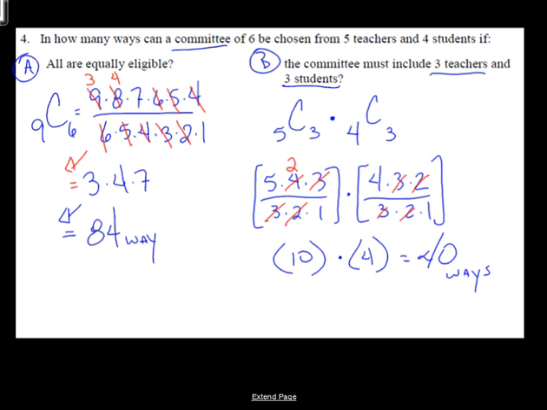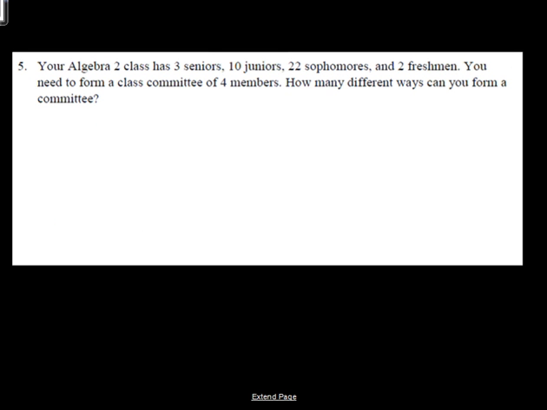And our last example that we have for today. Your Algebra 2 class has 3 seniors, 10 juniors, 22 sophomores, and 2 freshmen. If you need to form a class committee of 4 members, how many different ways can you form the committee?